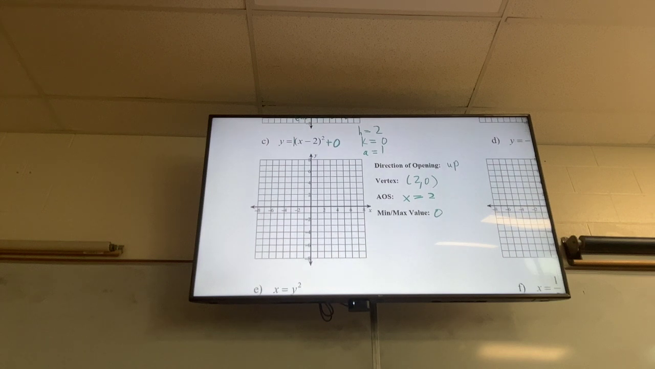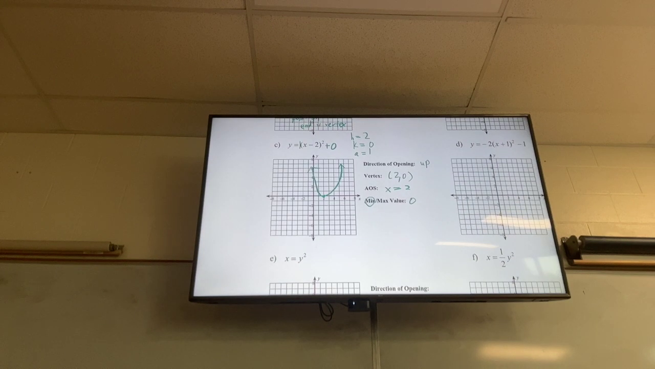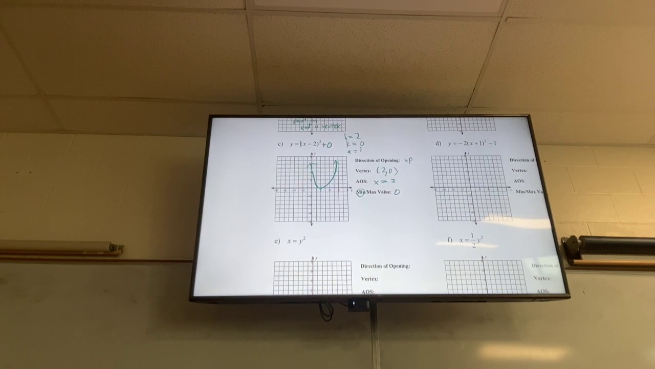Is that going to be a min or a max? Well, let's draw our graph and see. Plot the vertex. Draw your horseshoe facing up. Is my min-max value a min or a max? Min. So let's circle min. And there we go. Good stuff.